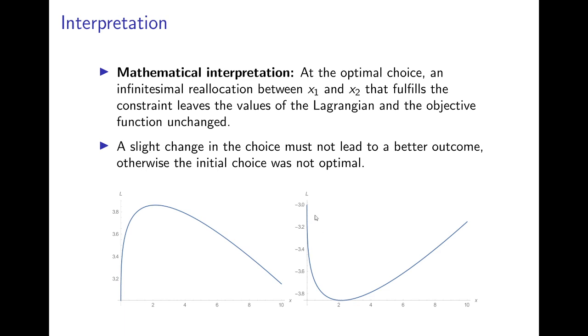In this case, it's just that the objective function at the optimal point must not be able to decrease any further by changing the choice variable. So that's the mathematical and graphical interpretation.